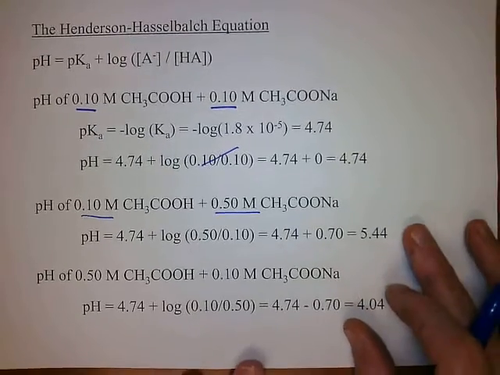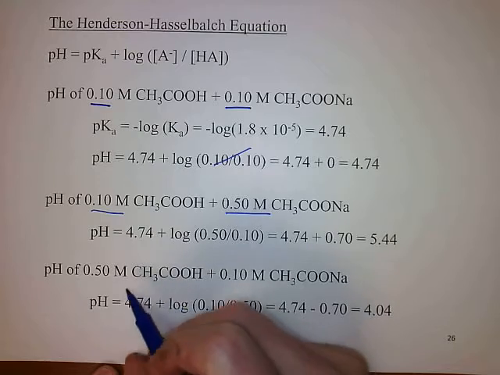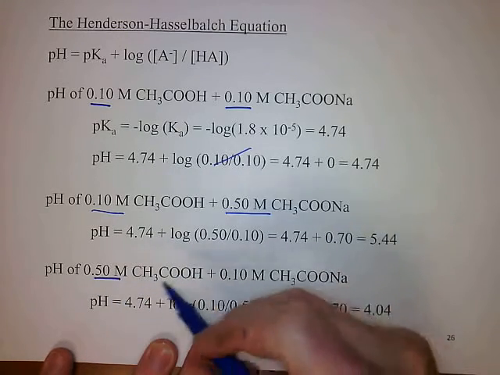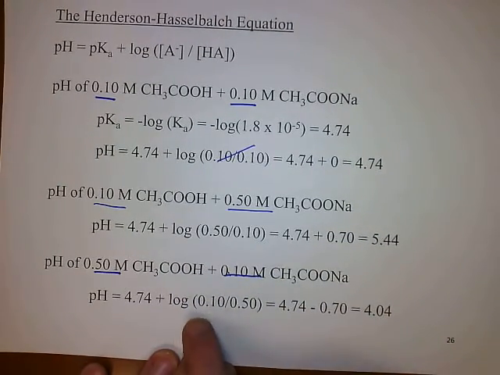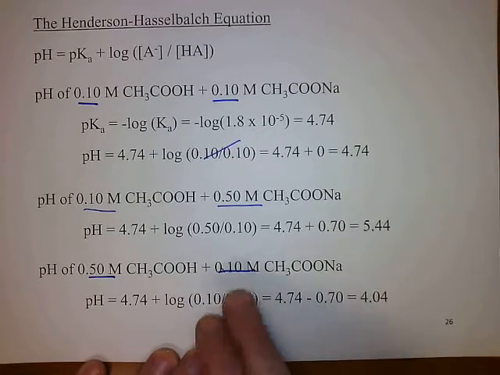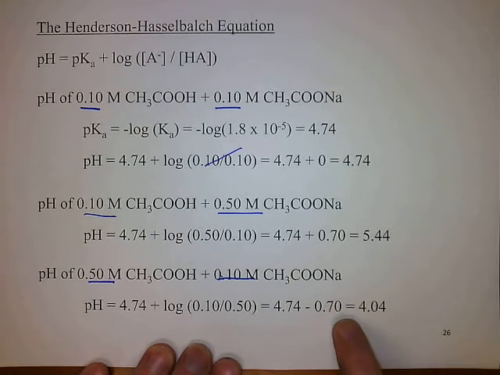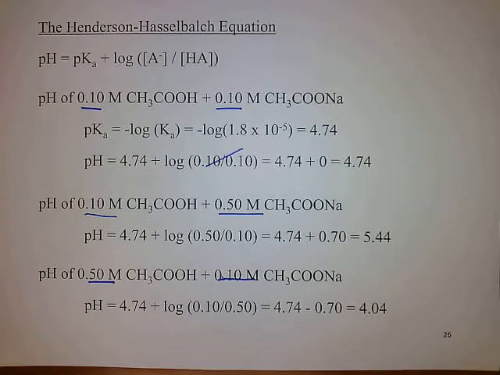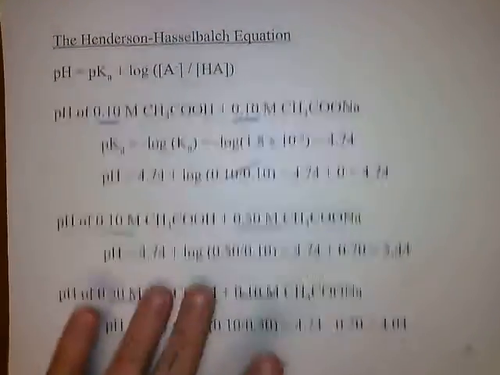Okay. And then switch it around, and what if you have more of the acid form of the buffer? Suppose this is now 0.1 or 0.5 rather. If this is 0.1, so now it's 4.74 plus the log of 0.1 over 0.5, right? This switched around. So now it's 4.74 minus 0.7, in which case you get 4.04. So this is really the easier way to do it.